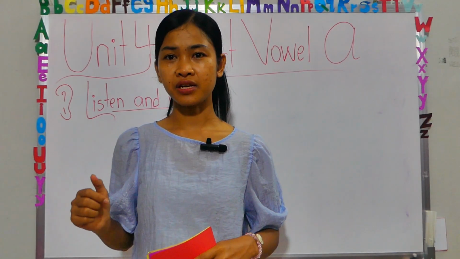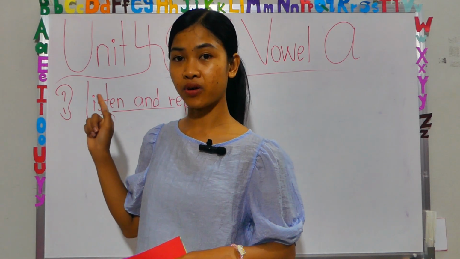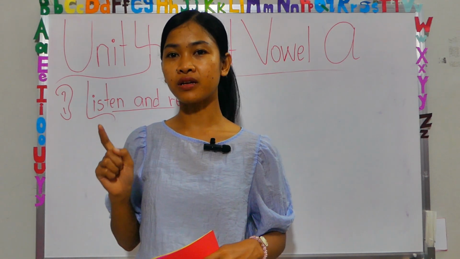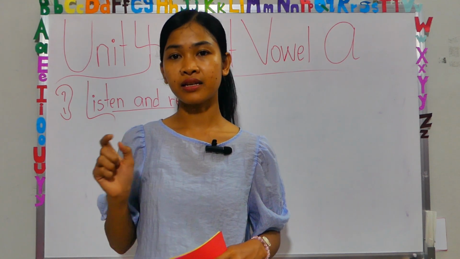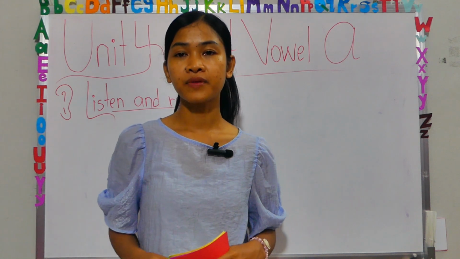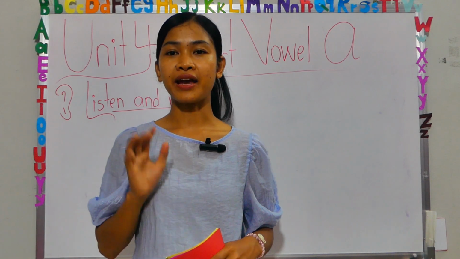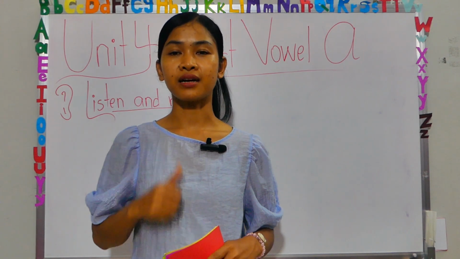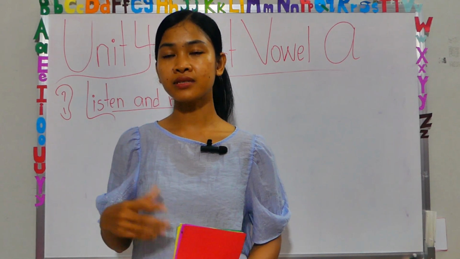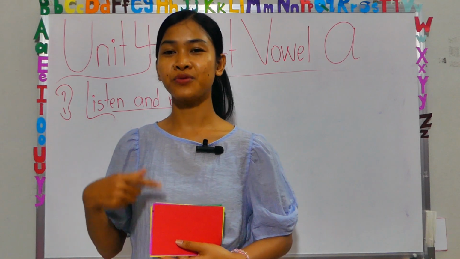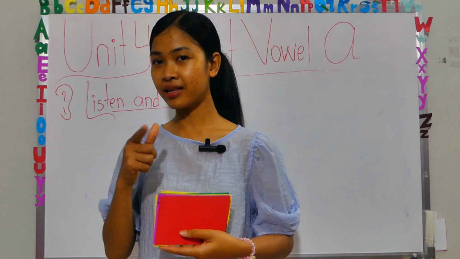Today's lesson I'm going to share with you is short vowel A in Unit 4. But before we get started, I'm going to review the consonant and vowel sounds first. We have 26 letters: 5 vowels and 21 consonants. To be sure that you know all the sounds, I'm going to ask you a question and you have to say it out loud, okay? Okay, let's get started.